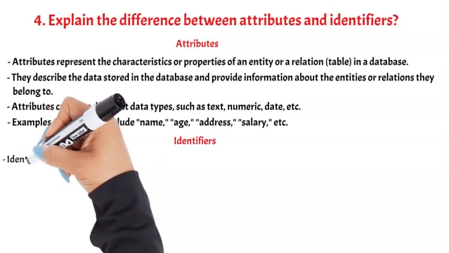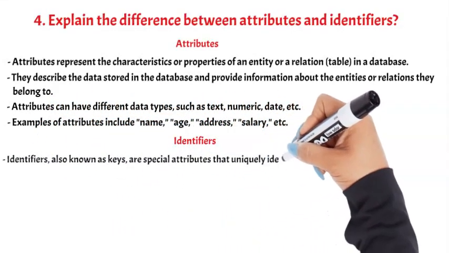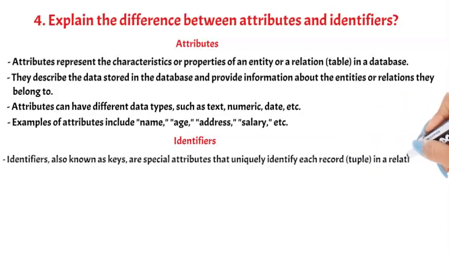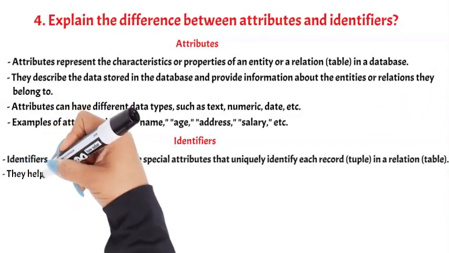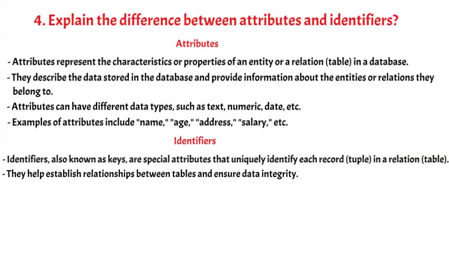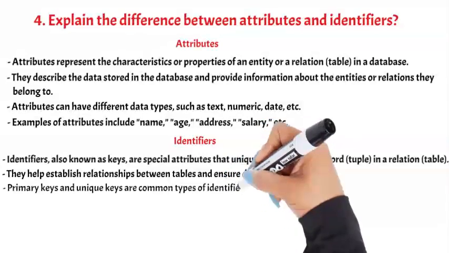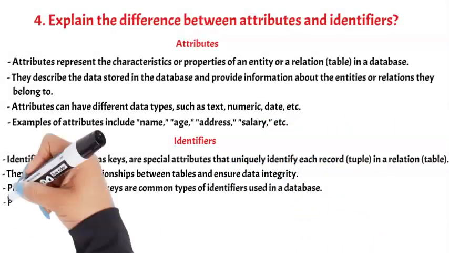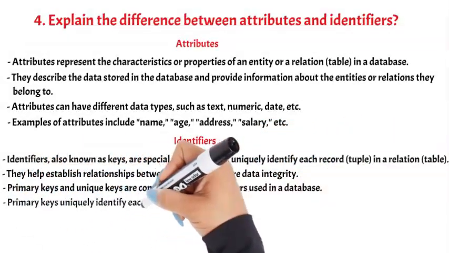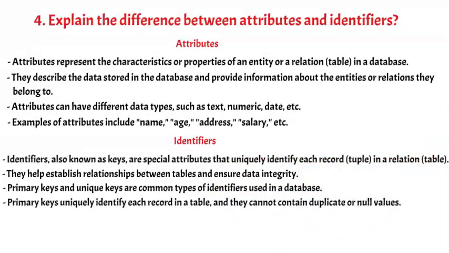Identifiers. Identifiers, also known as keys, are special attributes that uniquely identify each record or tuple in a relation or table. They help establish relationships between tables and ensure data integrity. Primary keys and unique keys are common types of identifiers used in a database. Primary keys uniquely identify each record in a table, and they cannot contain duplicate or null values.